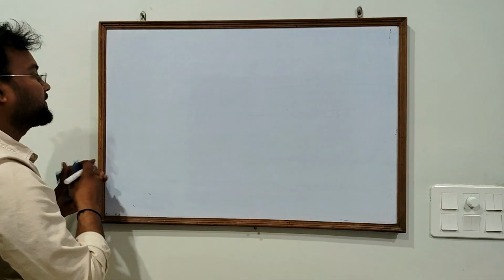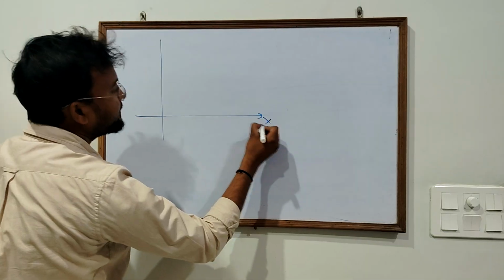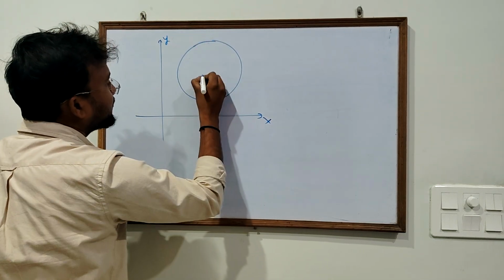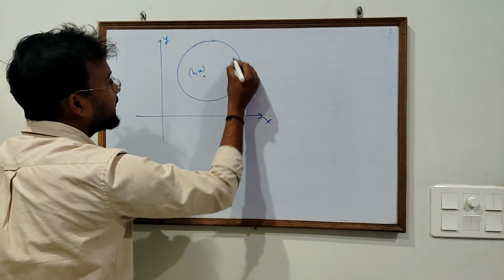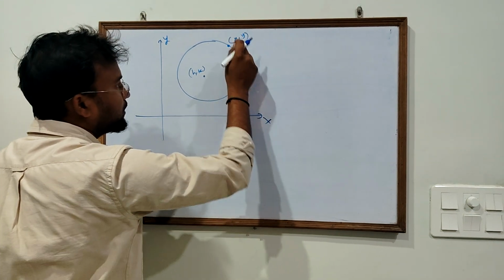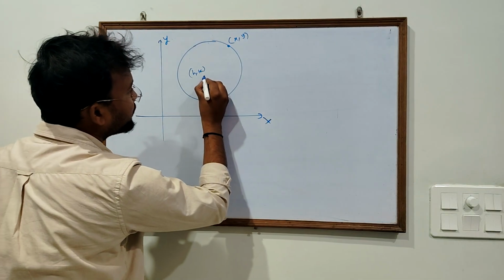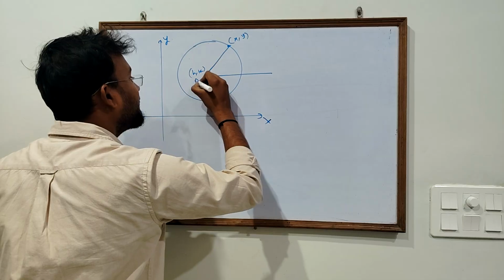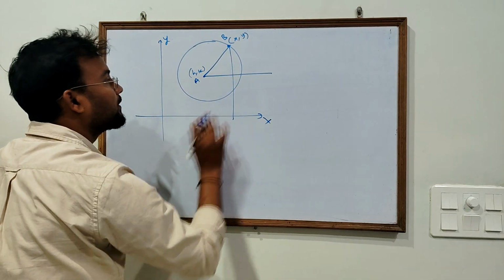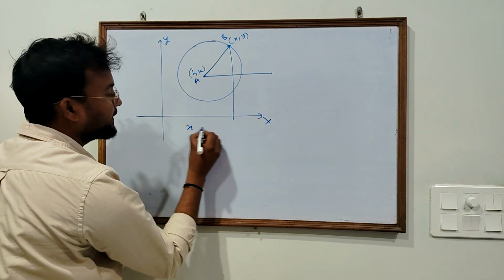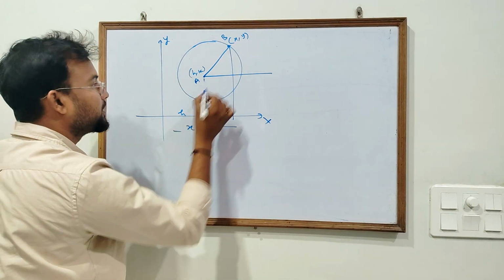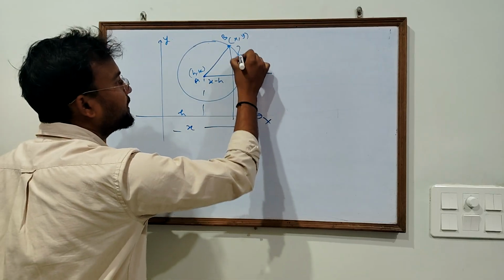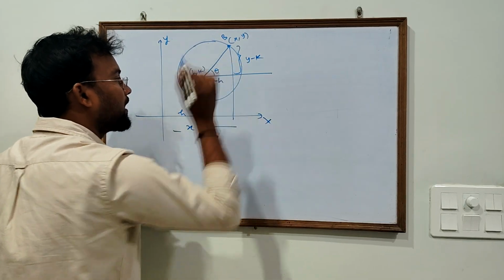What? Parametric equation of a circle. Suppose this is the xy plane, this is the circle, center is h comma k, and I have taken any point x comma y, that is called an arbitrary point on the circle. Let's draw a line parallel to the x-axis, and I am joining this AB and drawing the perpendicular. If you see, this is x, this is h. Can I say this should be x minus h? And similarly, this is y, this is k. So this should be y minus k, and this angle is theta.